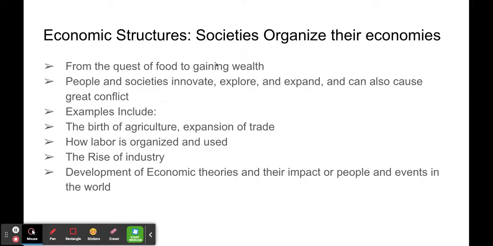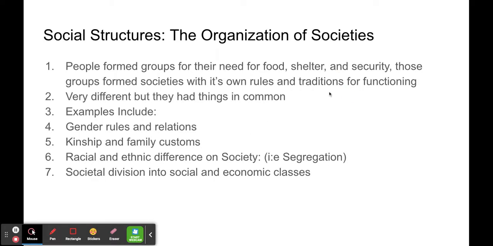Society has also organized economies, from the quest of trying to find food to gaining money and financial wealth. People and societies innovate, explore, and expand, and can also cause great conflict with economic endeavors. Examples include the agricultural revolution, the birth of agriculture, the growth of trade, how labor is organized and used, the rise of industry, the development of economic theories and their impact on people and events in the world.